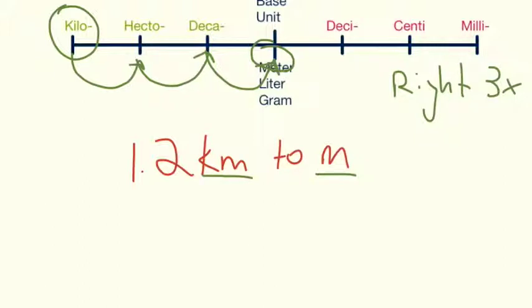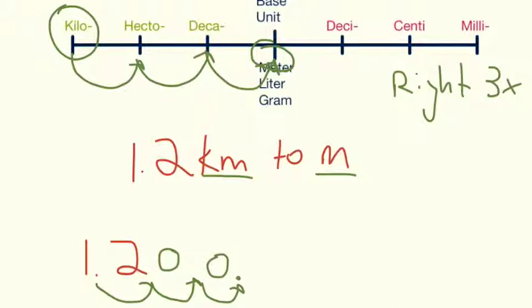Now, the easy part. We take our number, which is 1.2. We take our decimal, which is right here, between the 1 and the 2, and we do with the decimal what we did on the number line, which is go right 3 times. 1, 2, 3. And here's my new decimal, and if there's empty space between my last number and the decimal, I fill in with the number 0. So my final answer for 1.2 kilometers to meters is 1,200 meters. And all I did was move the decimal the same direction as I moved on my number line.